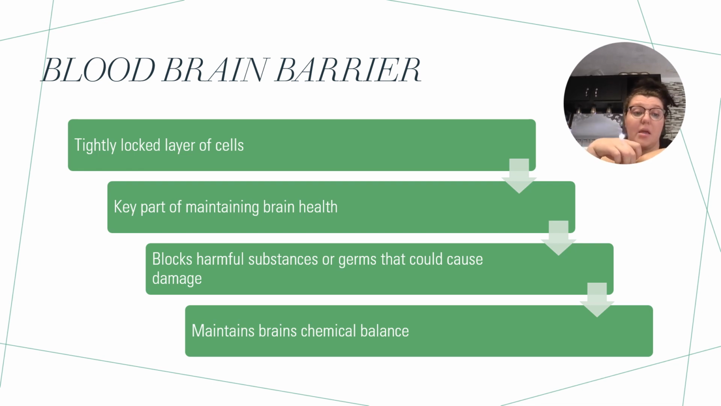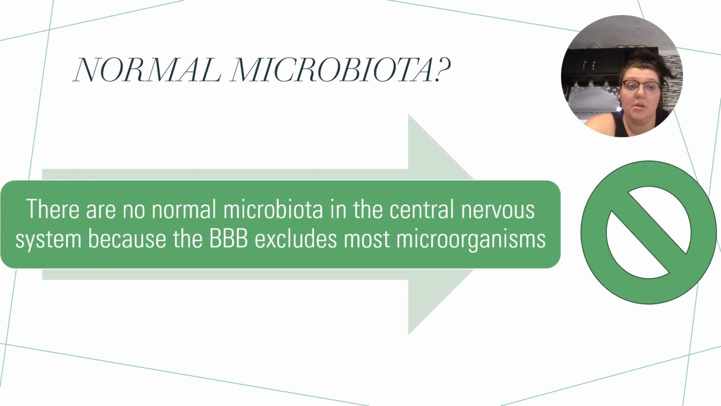This is why with a lot of brain infections you can't really use medicine, because that blood-brain barrier will block it. It only allows barely anything in. So, very important part of your brain. And as for normal microbiota, there are actually none in the central nervous system because of that blood-brain barrier we just discussed. It blocks most microorganisms out, so there's no normal microbiota in your nervous system.